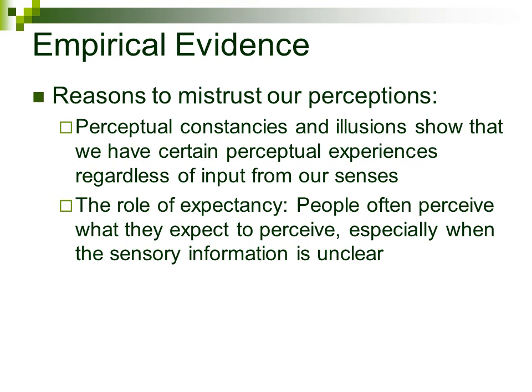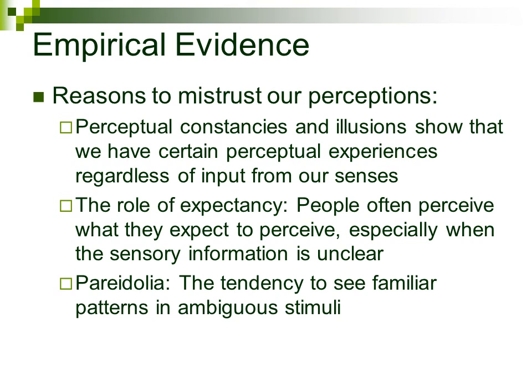So, it's not surprising that someone who expects to feel colder when walking through a supposedly haunted house might end up feeling cold, or they might mistake a random sound for human speech. So again, expectations are going to be particularly influential when the stimulus is vague or when clear perception is difficult. A final reason to mistrust our perceptions is something called pareidolia, the tendency to see familiar patterns in ambiguous stimuli.